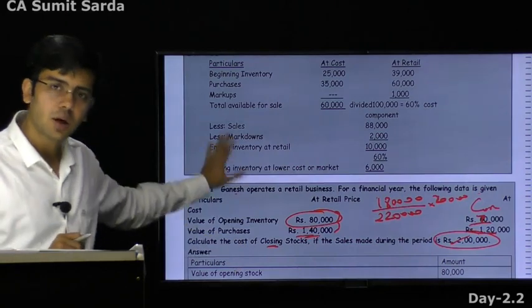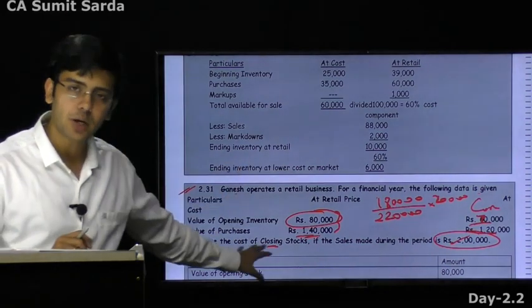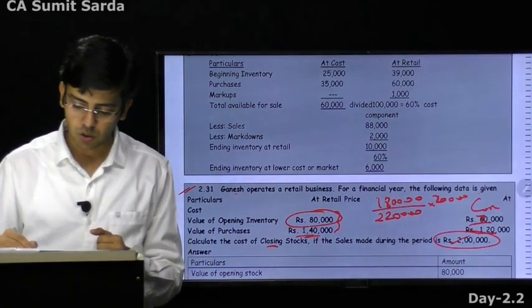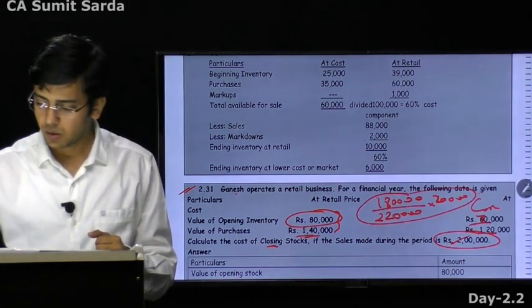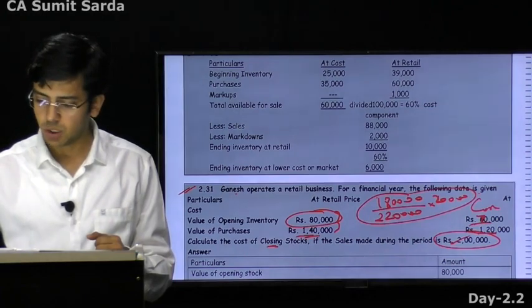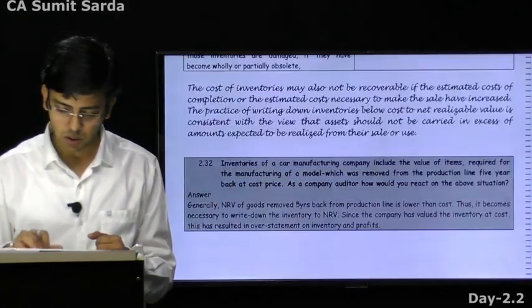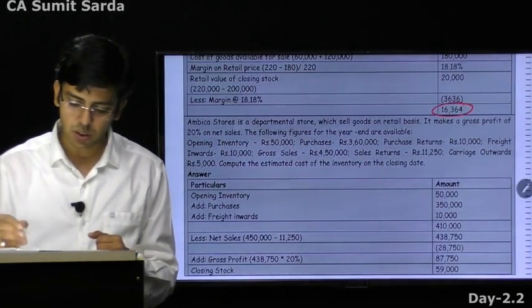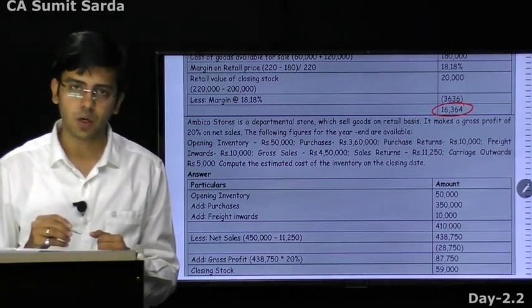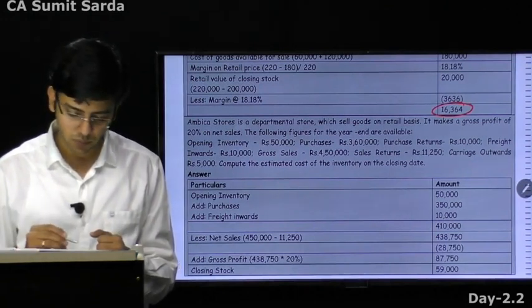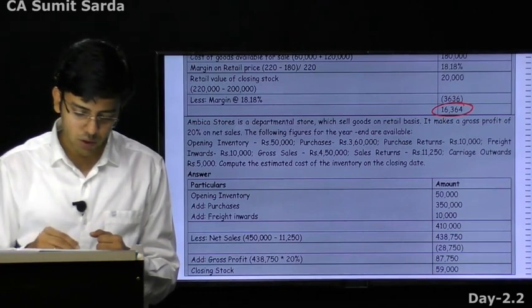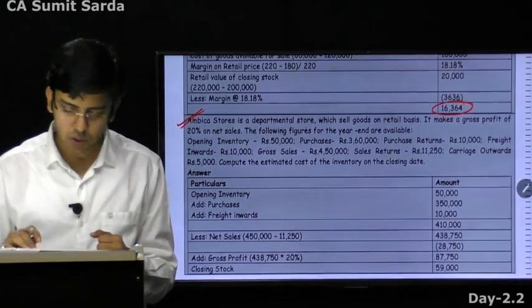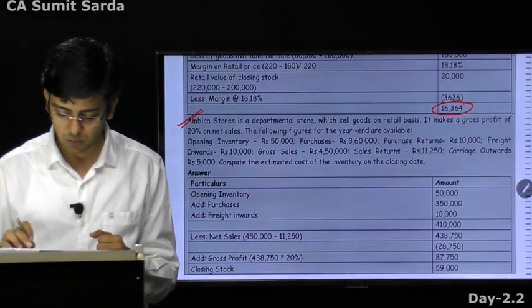2 lakh rupee sale, compare it to MRP. MRP is 2,20,000, 20,000 is the closing stock. So I can determine the value of my closing stock to be 16,364 written over here. Okay. And another question is on similar pattern. We are not going to discuss the another question. You can go through the same.